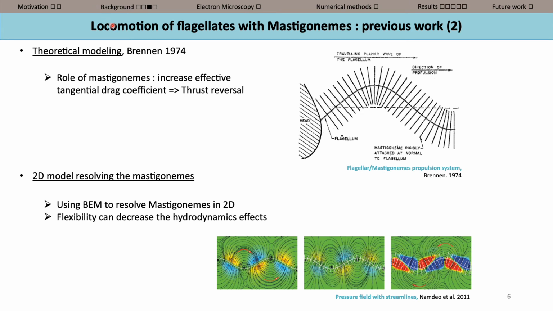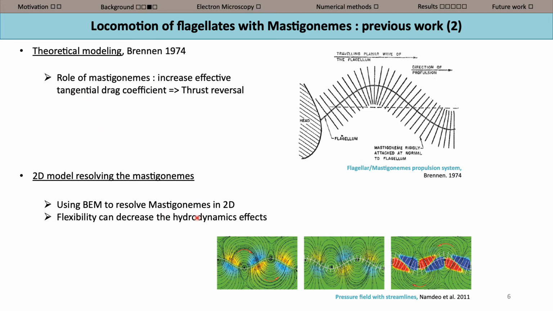So other people have been investigating the hydrodynamic effects of these Mastigonemes, starting with Brennan in 1974. He studied a theoretical model and showed that by adding these rigid filaments on the flagellum, here 2 rows within the beating plane, it would give us the change of drag coefficient that we need, and concluded that the organism will swim in the direction of its flagellum. We would then have thrust reversal because of an increase of the tangential drag coefficient.